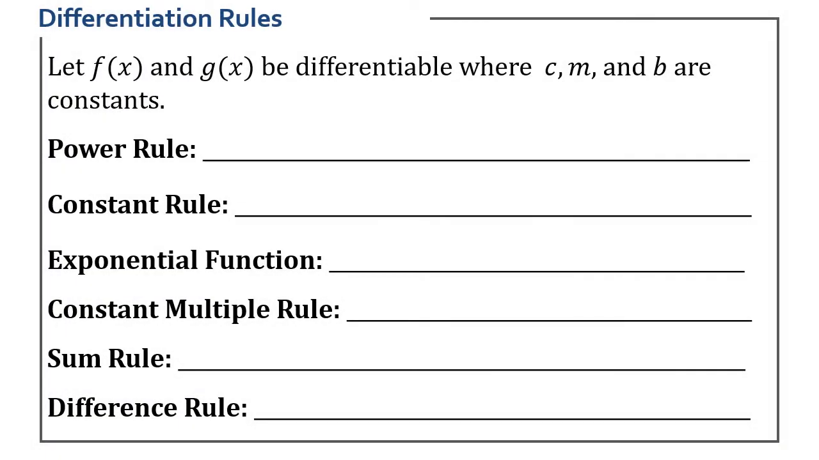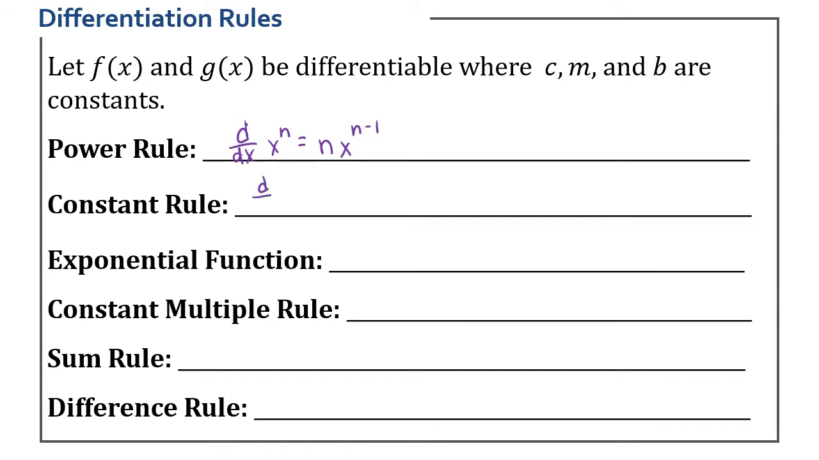All right, let's go over some more differentiation rules. Let f of x and g of x be differentiable where c, m, and b are constants. So we just talked about the power rule on the other side, but I'm just wanting to sum it up here so you guys have something to go through. So the power rule was when we had d over dx of x to the n equals n times x to the n minus 1.